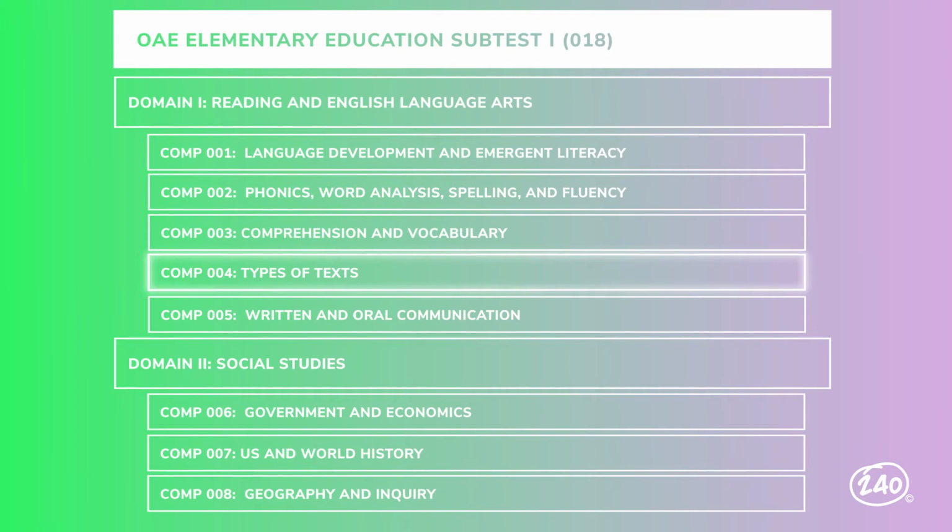The fourth competency is the literary types of text, and that covers the characteristics of literary genres as well as the features of different writing styles. So basically, you need to be able to thoroughly understand and analyze these texts before you can teach them to your students. Makes sense, right?